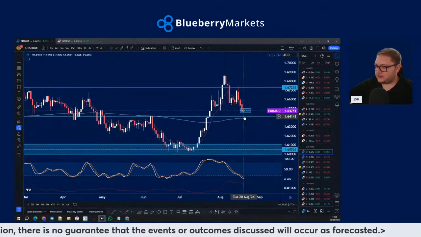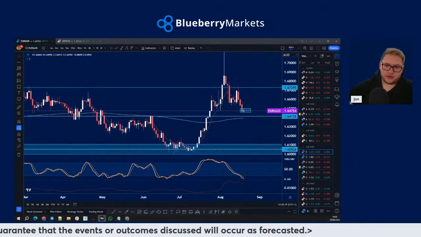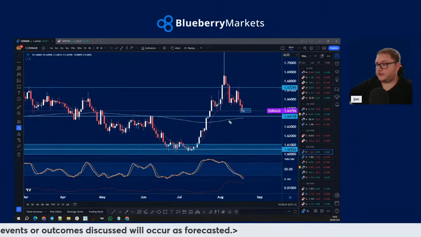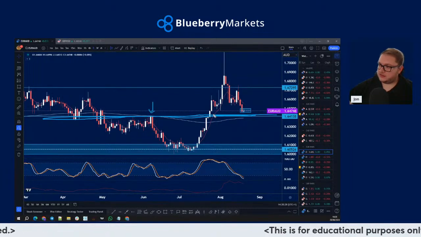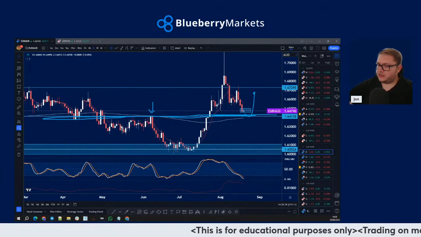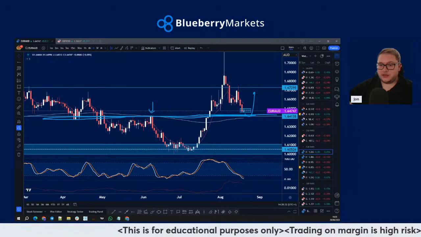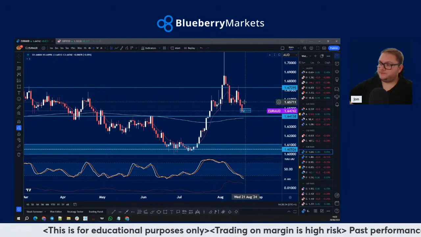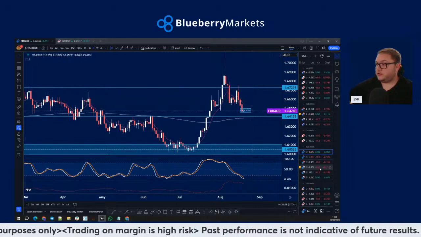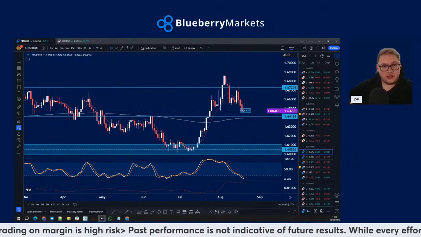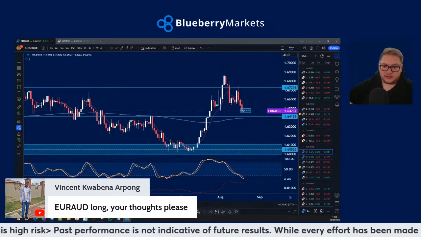I mean, we do have that sticking point at 164. So if you were more on the long side of things, then maybe down towards that zone here, where you've got all that previous history of resistance, could that turn into support? That could be something you look at. But in my opinion, I like a little bit of downside on Euro Aussie. So hopefully that answers your question.